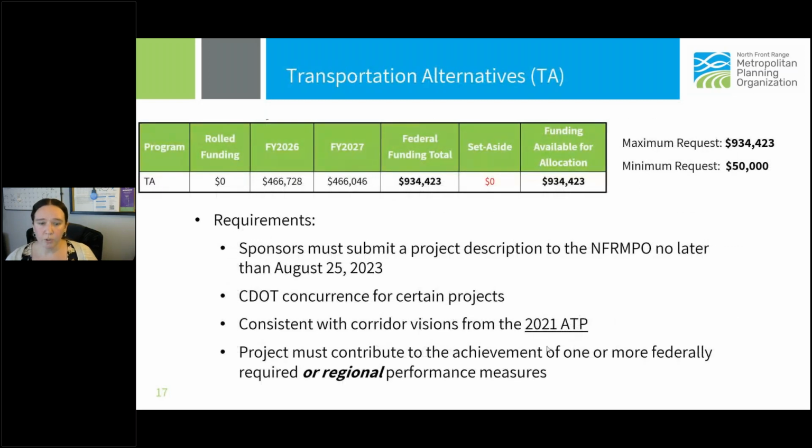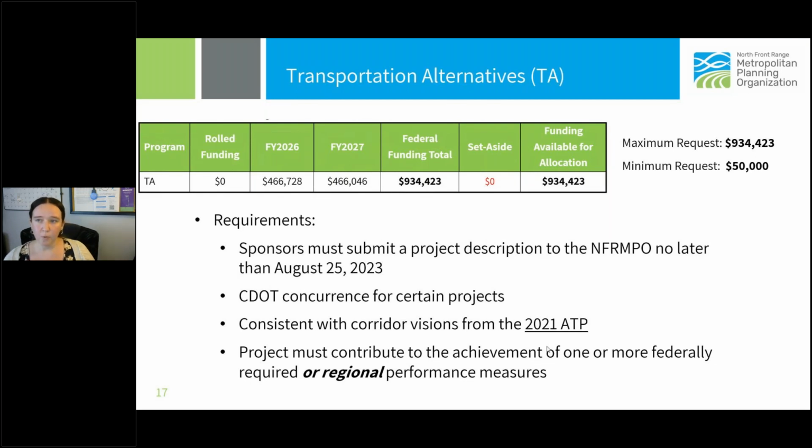All right, lastly, we will talk about the Transportation Alternatives Program. So we have about $934,000 to award for this call. The maximum request is 100% of the available funding, and the minimum request for the TA program is $50,000. Requirements for the TA program are to submit the project description by August 25th. If your project impacts a state facility, you will need to get CDOT concurrence. Projects must be consistent with the corridor visions from the 2021 Active Transportation Plan.